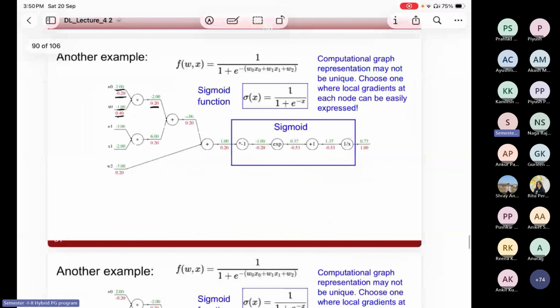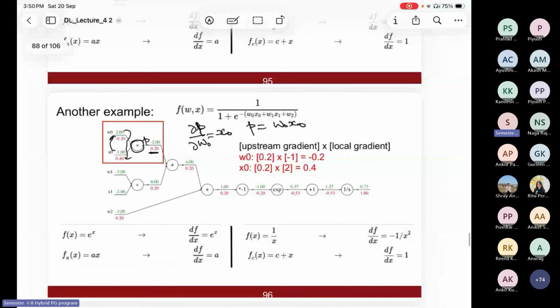Now the thing is, can we make this process fast? Because we know that if you go back, a lot of computation we need to do, since at every step we are applying the chain rule. We are multiplying the upstream gradient with the local gradient. Can we use some smart idea here so that this process will be fast?